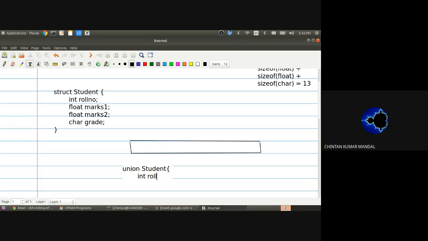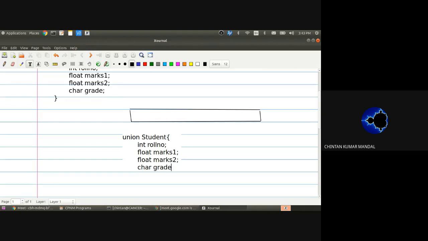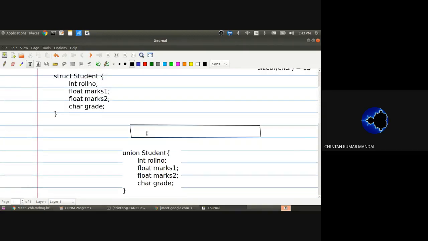So let's say for example I give int roll number here, and now I give a float in this. If I make this a union, then when you state a union, the memory allocated for this is the maximum of the sizes of all the data types.